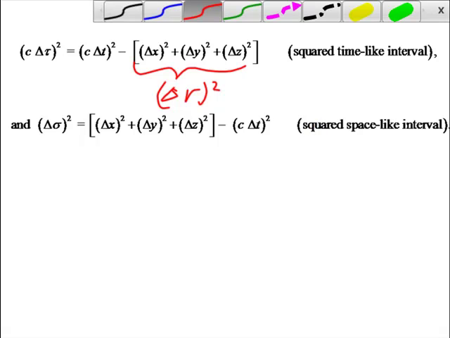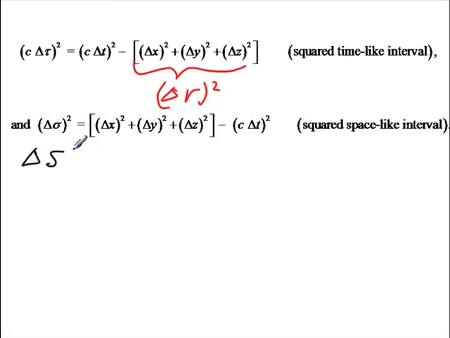A lot of texts will simply call this a general delta S squared, and it's the invariant interval squared. They'll pick one of these two definitions. It doesn't really matter which. And then they'll just say, if we pick the top definition, it's positive for time-like, 0 for light-like, and negative for space-like. If they choose this to be their fundamental definition, then it's positive for space-like, 0 for light-like, and negative for time-like. But all the basic results we've had still come through.